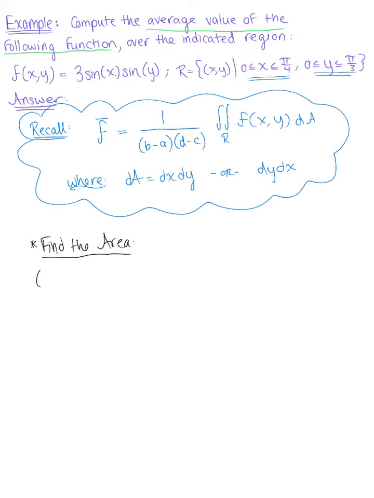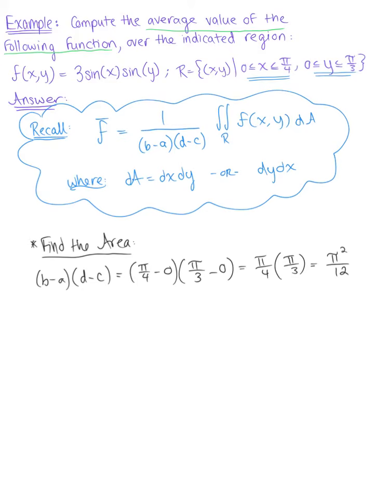So again, the area is going to be b minus a multiplied by d minus c. And plugging in our x values, we have pi over 4 minus 0 multiplied by the length of our y interval, pi by 3 minus 0, which leaves us with just pi over 4 multiplied by pi by 3, for a beautiful final answer here of pi squared by 12. So we'll come back to this at the end when we compute the average value, but for now we want to go ahead and evaluate the double integral.